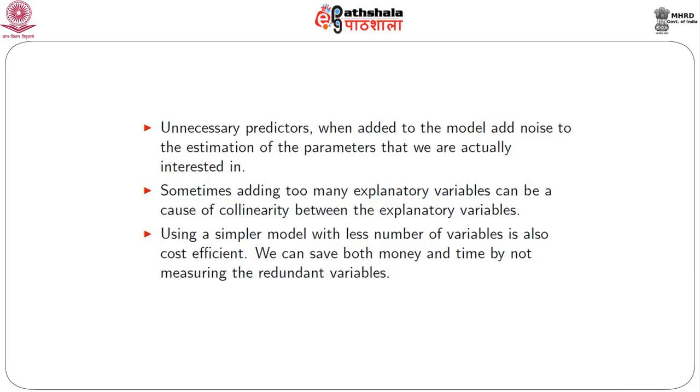Now, if we have unnecessary predictors added in our model, then that increases the number of parameters that we have to unnecessarily estimate. Sometimes adding too many explanatory variables can be a cause of collinearity between the explanatory variables. This is one of the other consequences of adding more variables in a data set.